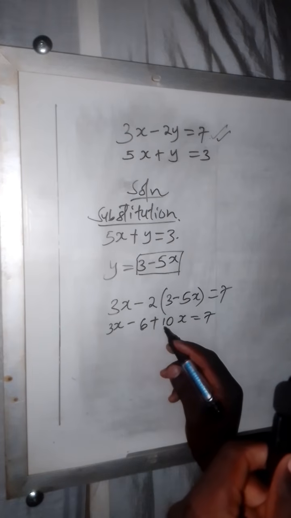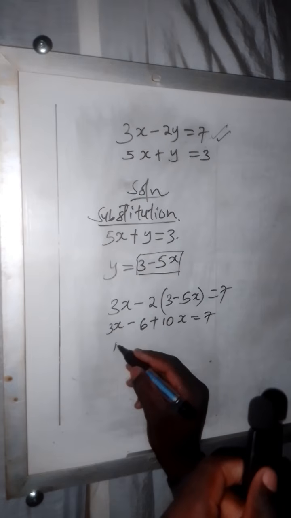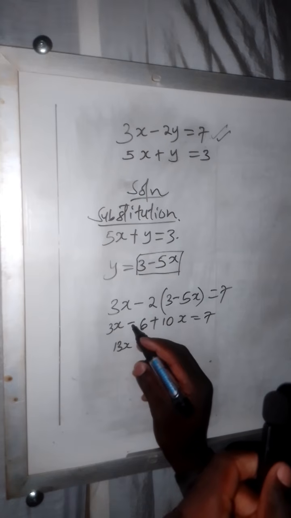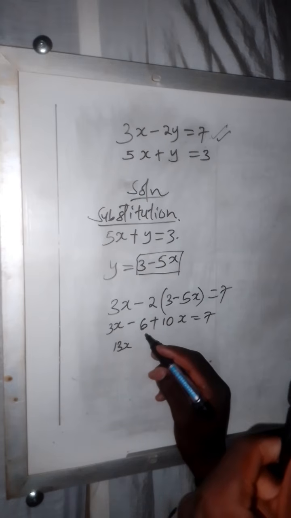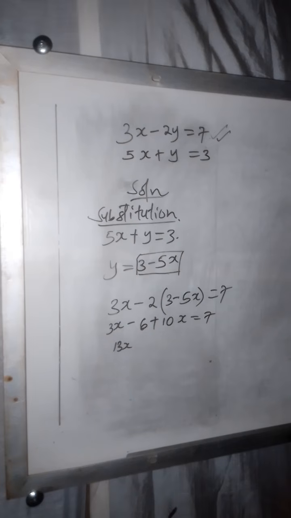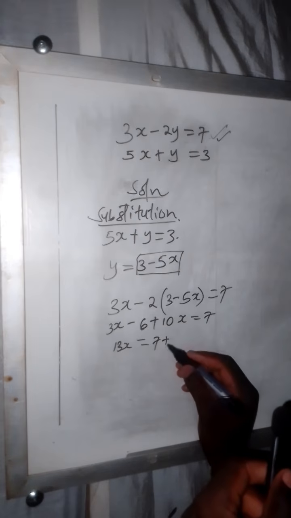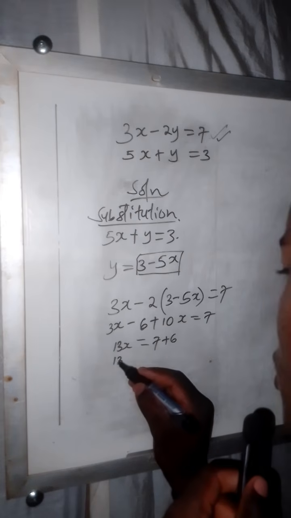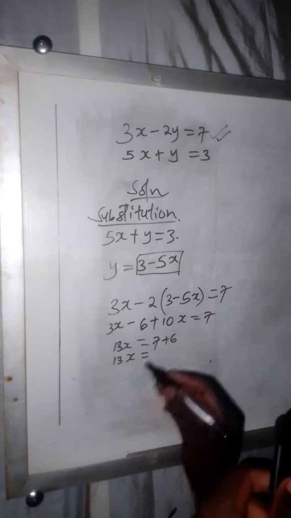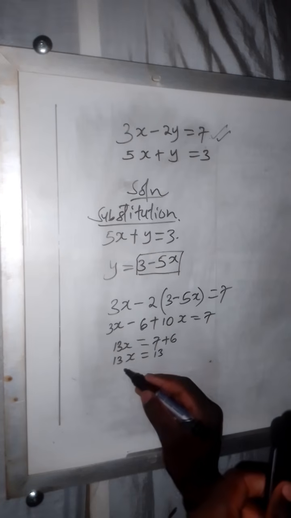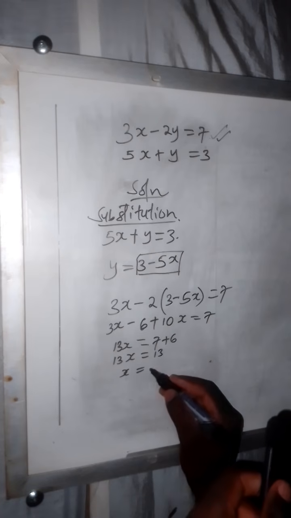So 3x plus 10x, that is 13x. Negative 6, when it crosses to the other side, it will be 7 plus 6. So 13x is equal to 13. x is equal to 1.